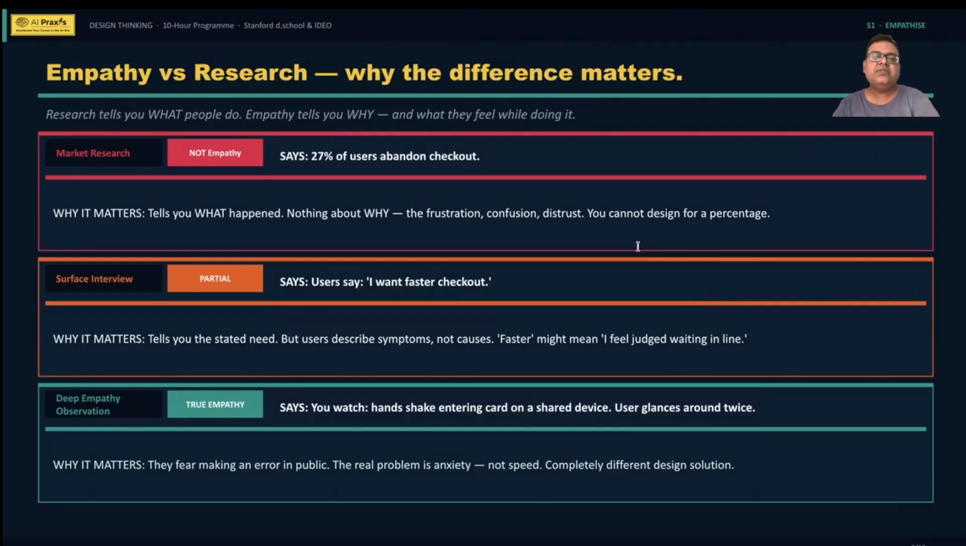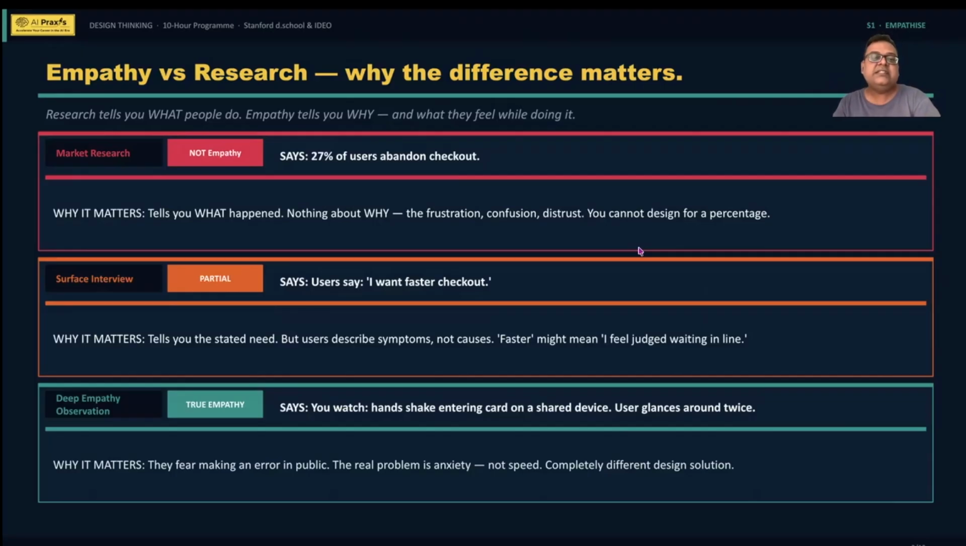Look at example number three, which is deep empathy observation. Instead of asking users, imagine we quietly observe them using the checkout page. One user reaches the payment screen. They stop, they hesitate, they read every instruction twice. Their hands shake slightly while entering their card details. They look around before typing the PIN. Suddenly, we discover something that neither data nor interviews revealed.